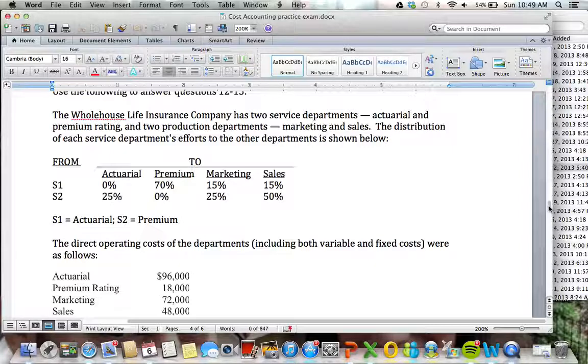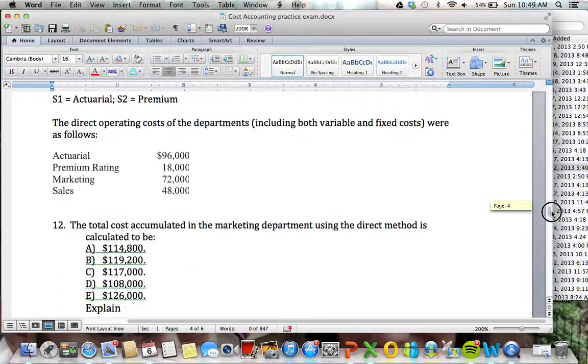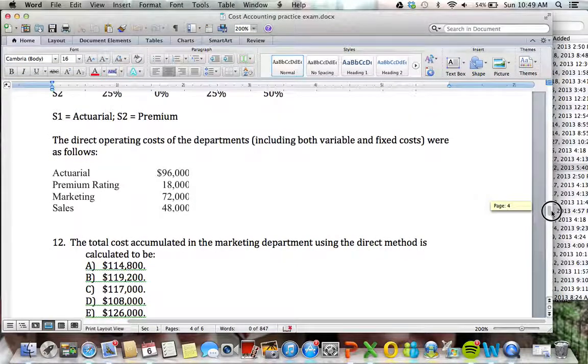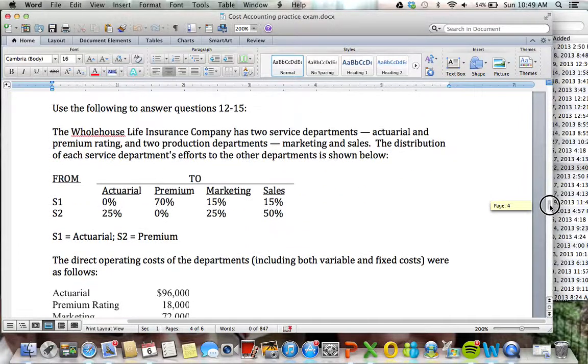Now, our job here is to allocate from service departments to production departments. Why do we do that? Because we want to know the cost of the actual product. Service departments don't make money, production departments do. So we just want to allocate all the costs eventually to products so that we know what the profit is. So right now with this question, just to look at it first, it's asking us, using the direct method, how much of an allocation would we have?